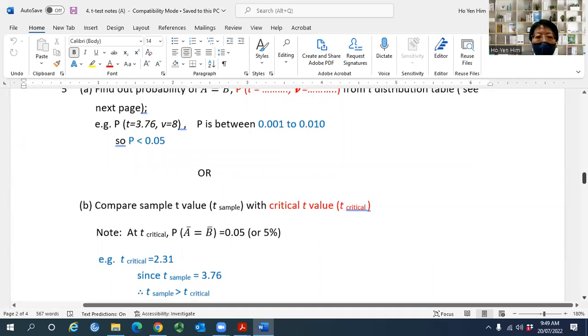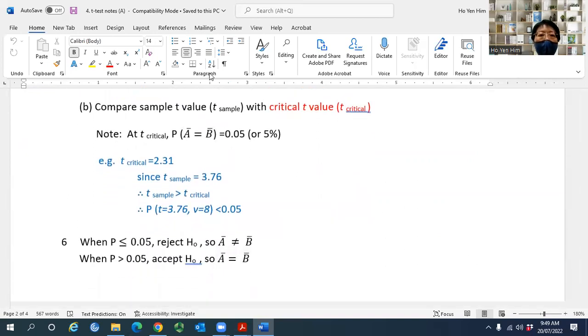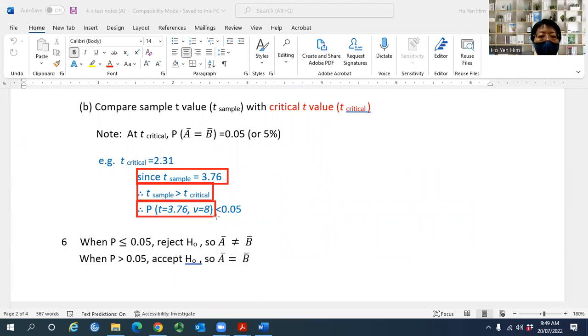So the critical T value is 2.31. My sample T value that I've calculated is 3.76. So my sample T value is higher than the critical T value. Higher means it's in the rejection zone. Higher means the probability is less than 0.05. Probability of what? Probability of mean of A equals mean of B.